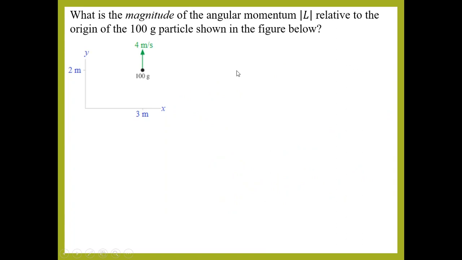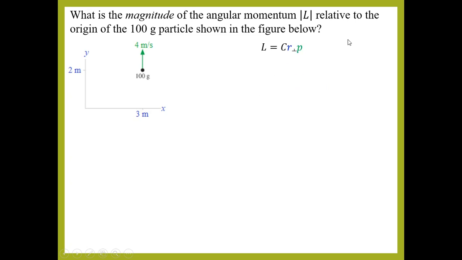All right, so here's an example. Here you can see on the diagram, you have a mass or a particle of 100 grams moving up in the y direction with a velocity of 4 meters per second. And then the coordinate here is given as 2 in the y direction and 3 in the x direction. All right, so all we have to do is really just find perpendicular stuff.